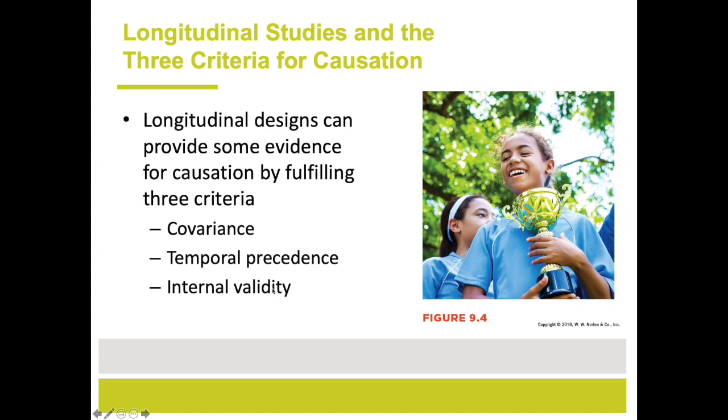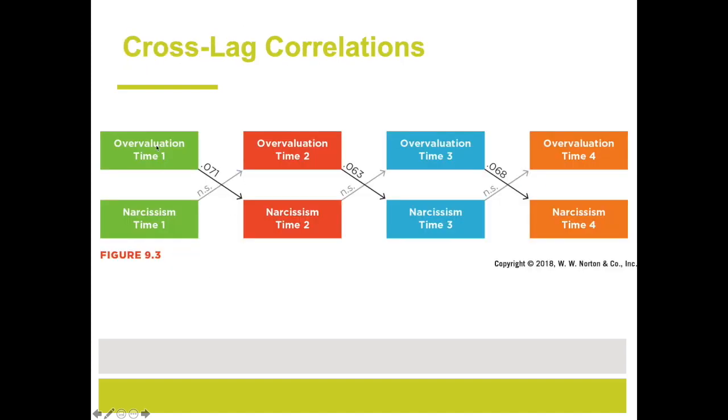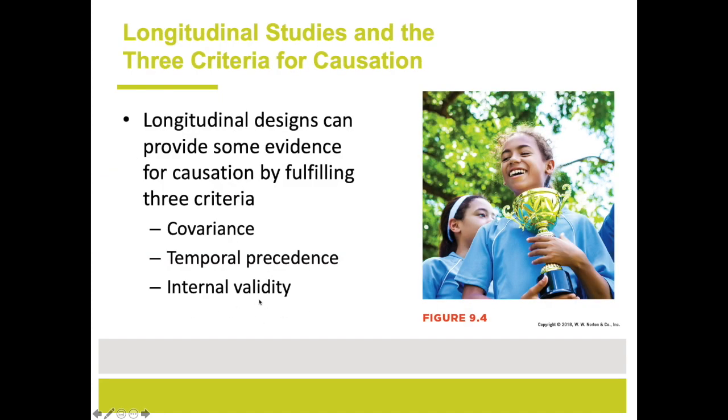And then internal validity. We'd have to ask the question: is there anything else that could be happening at time 1 that could influence narcissism at time 2 that we're not accounting for? If we're not accounting for it, then we may be lacking in internal validity. But if we're accounting for all the things that we should, then we could have all 3 criteria in a longitudinal design without needing an experiment.